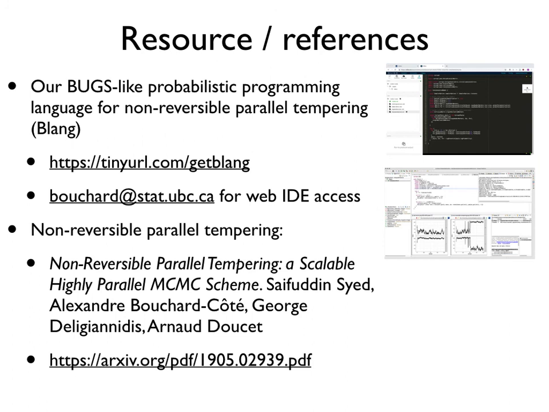If you're interested in using this for concrete data analysis, we built a probabilistic programming language with a syntax that looks like BUGS or Stan, and this is available at this address. There's an IDE that can be used on the desktop. There's a command line interface as well as a web IDE. This is a practical scheme that can be used for a wide range of Bayesian data analysis scenarios. And we have a preprint available for the non-reversible parallel tempering at this URL here.